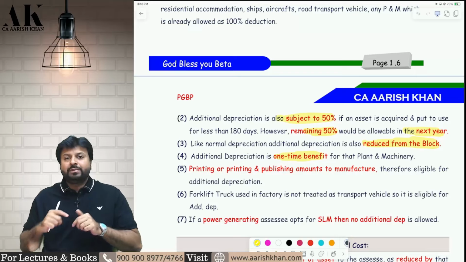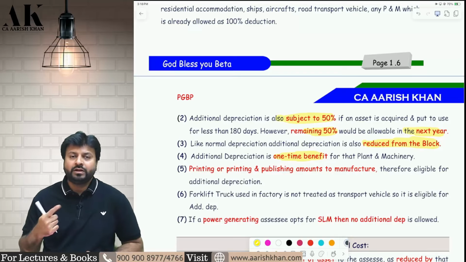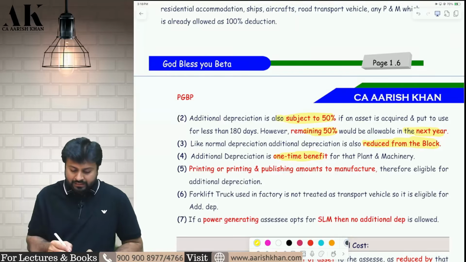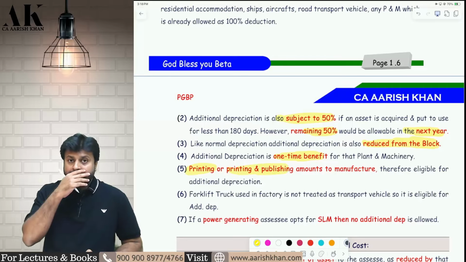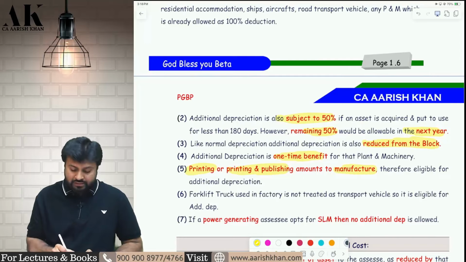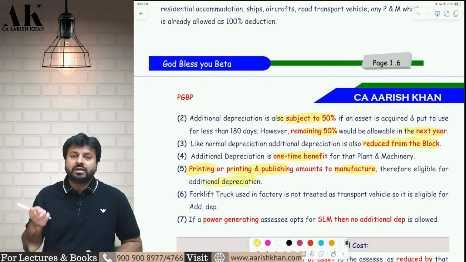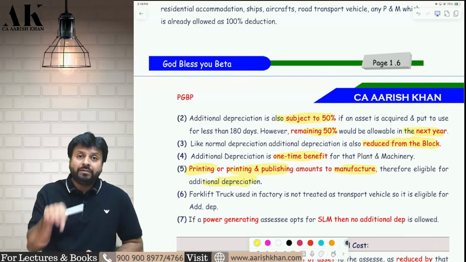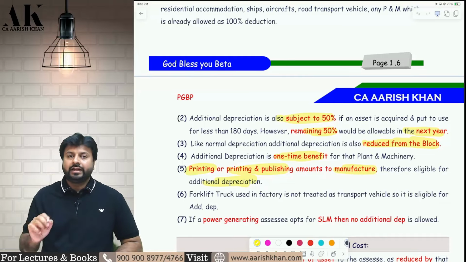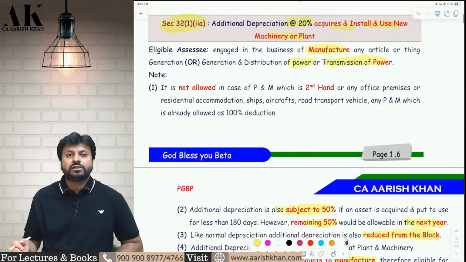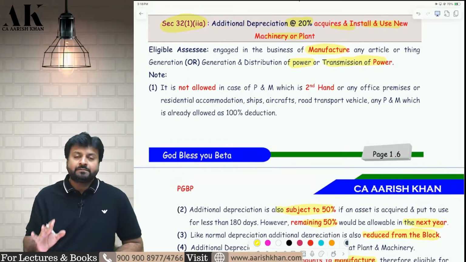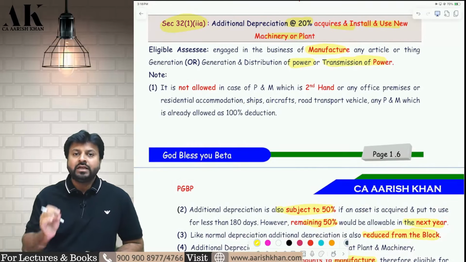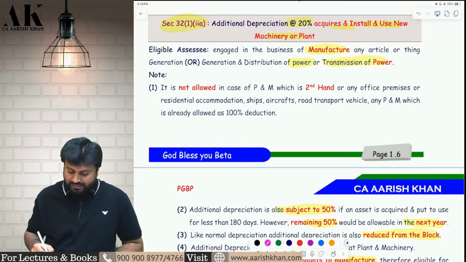Sir, whether printing and publishing will amount to manufacturing? CBDT has clarified that if you are engaged in printing business or if you are engaged in printing and publishing both, then it amounts to manufacture, and therefore you are eligible for additional depreciation. Yes, if you are engaged in only publishing, then you are not eligible for additional depreciation. So are there any exclusions of machinery which I have to purchase? Yes, you have to purchase a new plant and machinery, and you don't have to purchase certain machinery that I am going to tell you now.